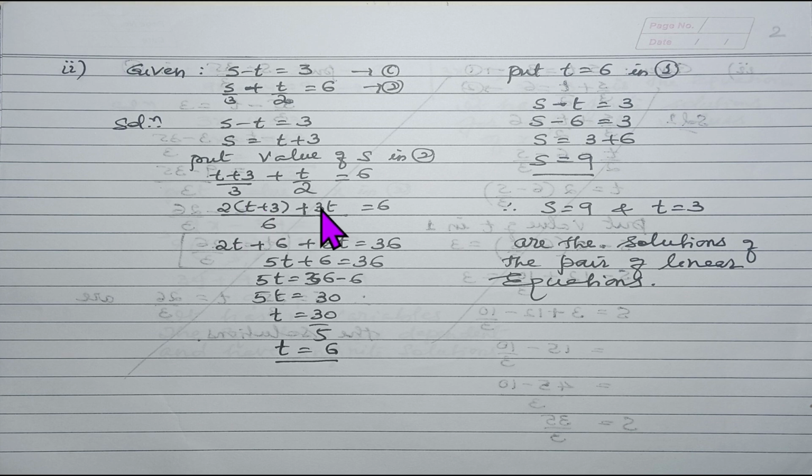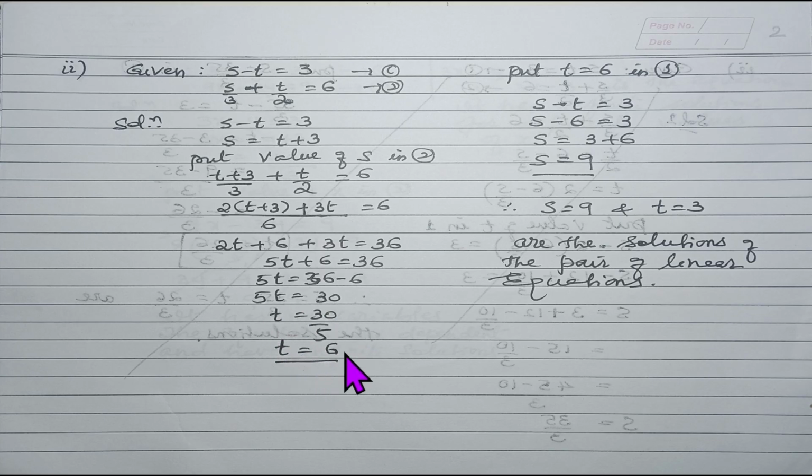So 2 times (t plus 3) plus 3t, divided by 6, is equal to 6, and simplifying this we get 2t plus 6 plus 3t is equal to 6 into 6, which is 36. So 5t plus 6 is equal to 36, 5t is equal to 36 minus 6, 5t is equal to 30, t is equal to 30 by 5, and t is equal to 6.